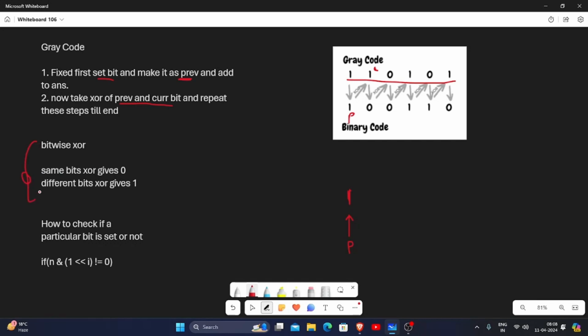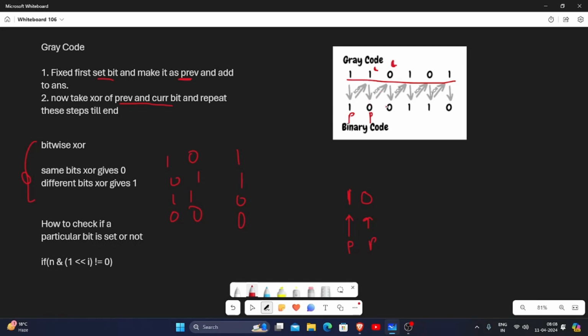XOR is bitwise XOR. If we have the same bits, their XOR is always 0. So the truth table for XOR is actually this: let's say 1 0, 0 1, 1 1, and 0 0. For different bits, the XOR is always 1, and for the same bits, the XOR is 0. So here we have 1 1. These are the same, so now we will get 0. The next time, this will become our pref, and the next bit would be our current.